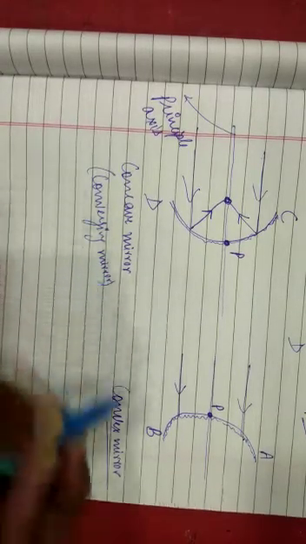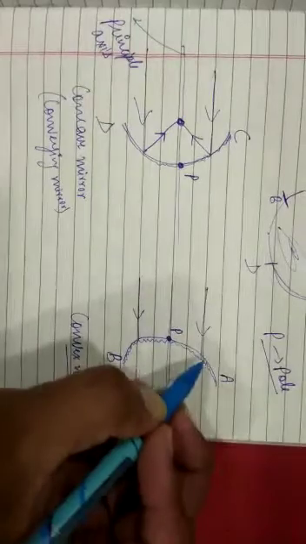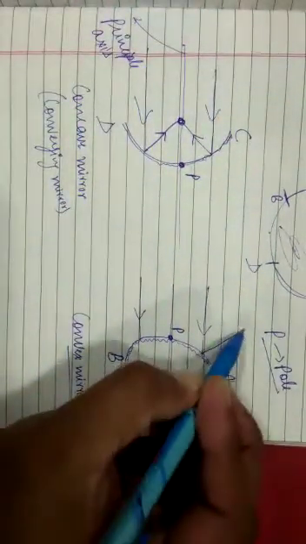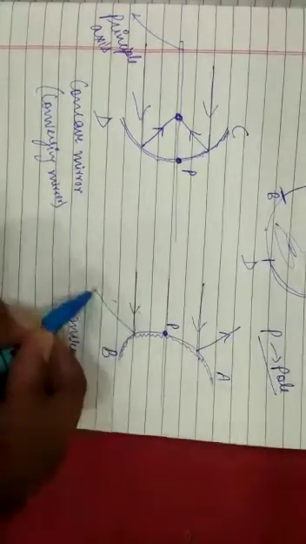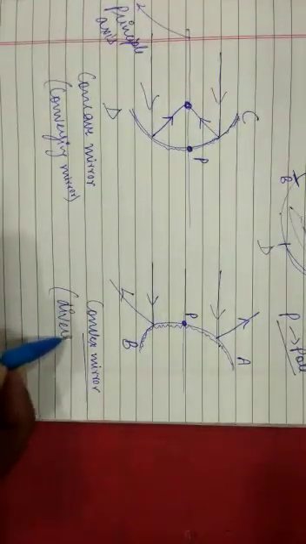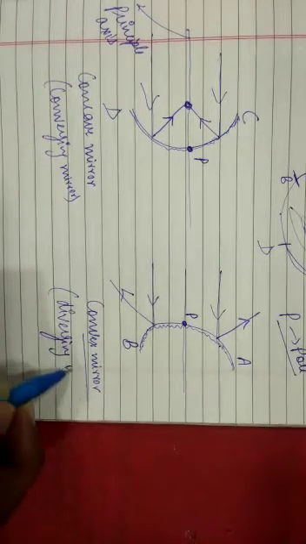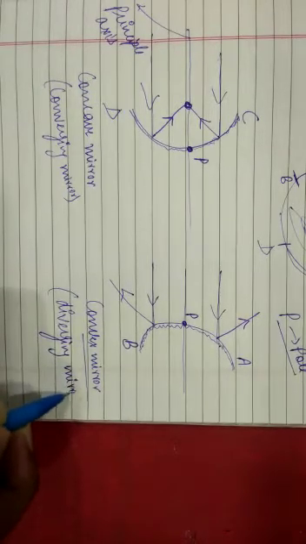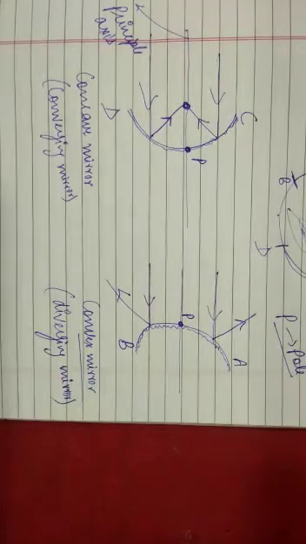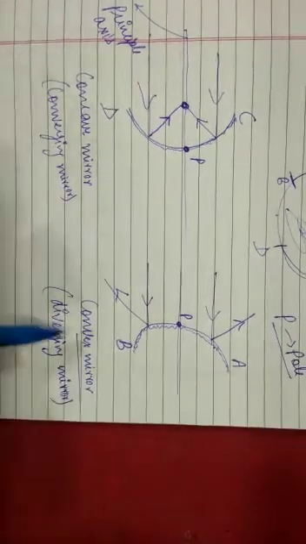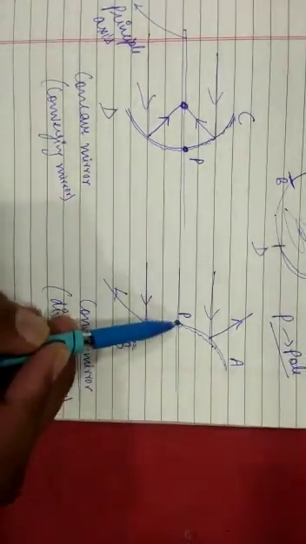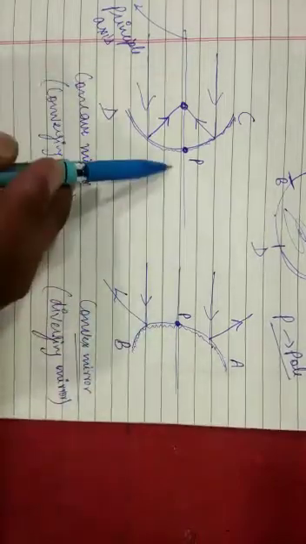Next one, the two light rays will diverge from each other. They will go even further from each other. This will move that side, this will move this side, and hence the name diverging mirror. So this is the converging mirror, this is the diverging mirror. Here is the pole, this is the principal axis.